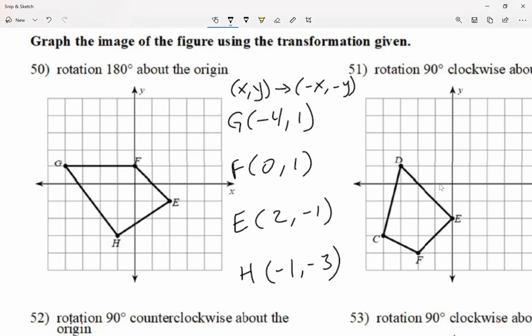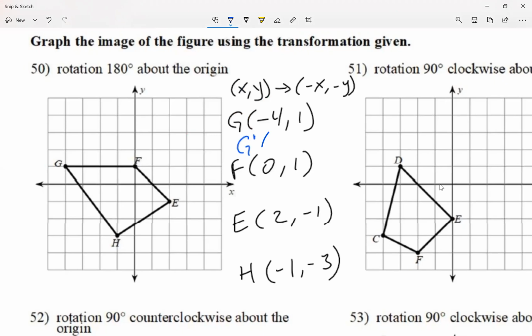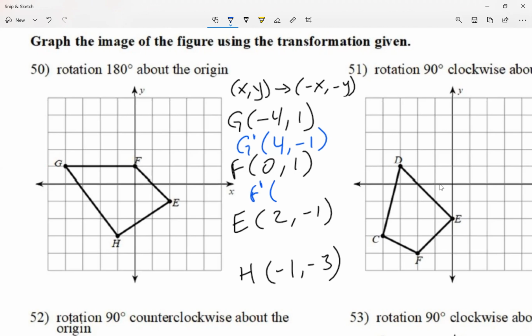Now, according to my instructions, my rule says XY becomes -X, -Y. I'm just going to switch the signs on the X and the Y values. So my G prime will be 4, -1. Right? Notice how I switched the values of each, the X and the Y. If it's negative, make it positive. If it's positive, make it negative. Just switch the signs.